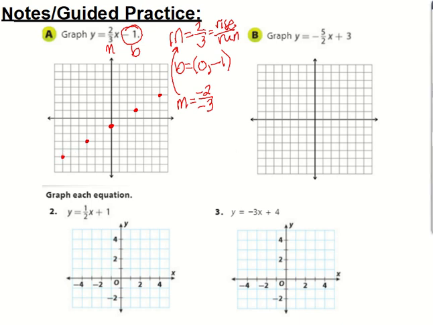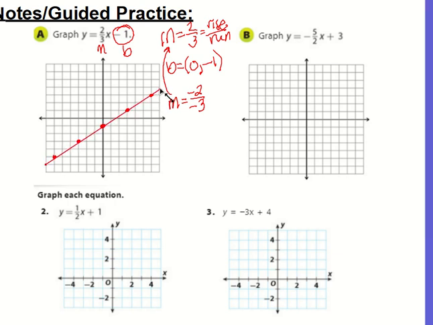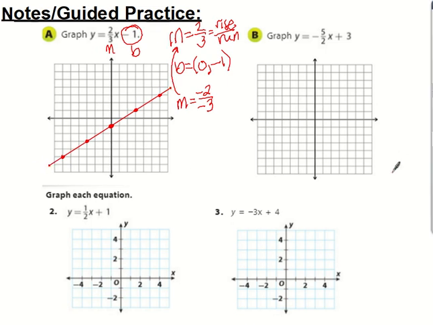And once we have as many points as we possibly can fit, we would then connect them. And we're going to make sure we have arrows on the ends of them. We're going to try to make it as straight as we possibly can. And there it is. We just graphed our first equation.